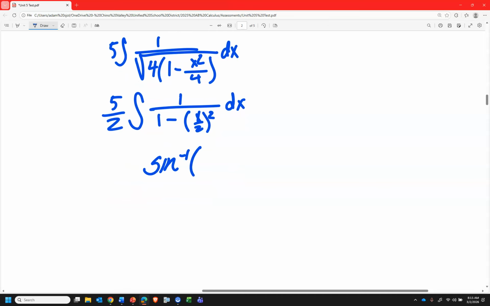And now I'm ready to just say inverse sine of x over 2 plus c. And my chain rule on inverse sine is going to be a 1/2 times 5 gives me my 5 halves. Okay, I hope that helps.